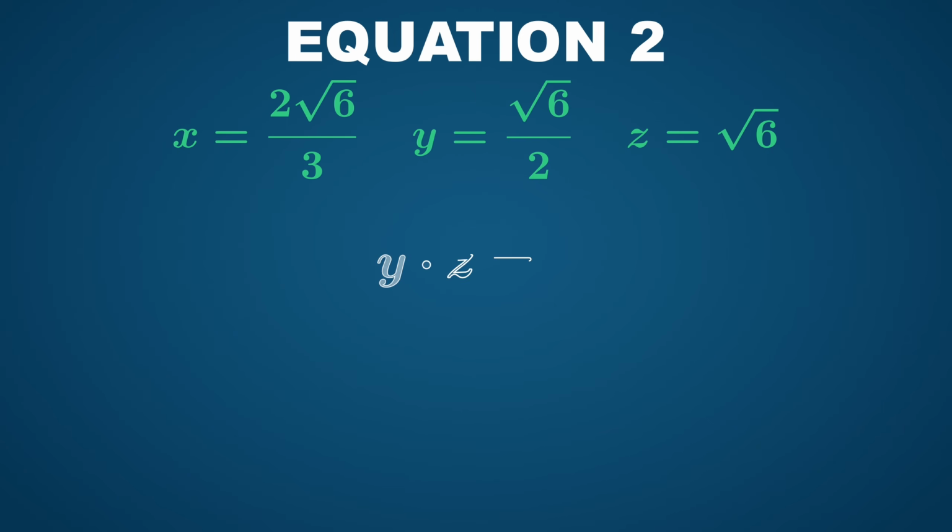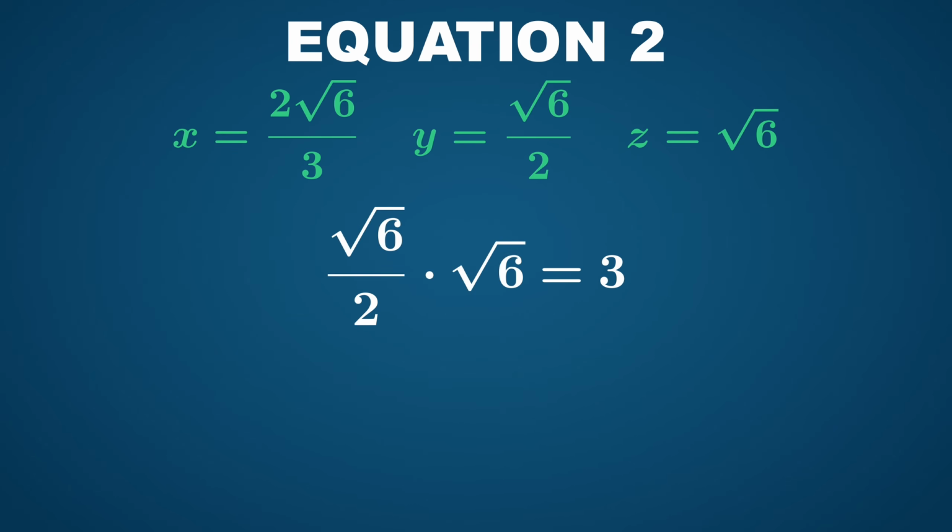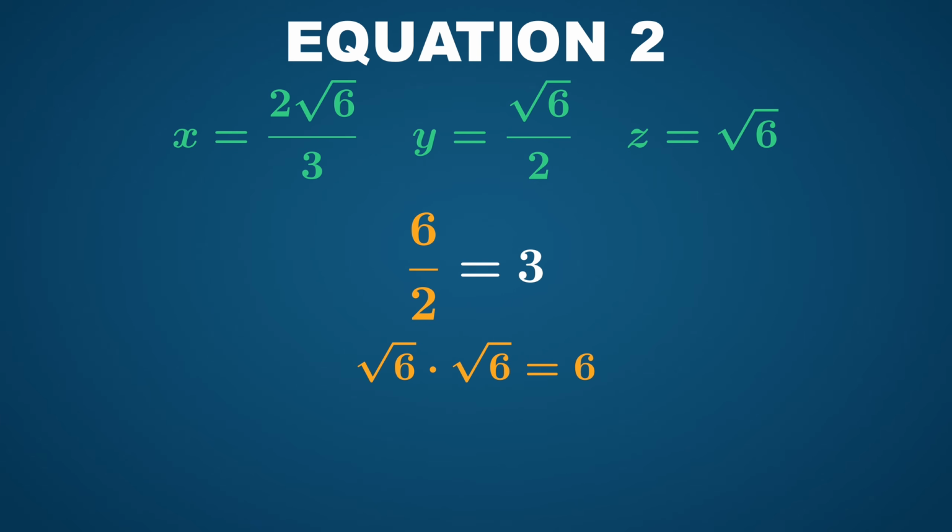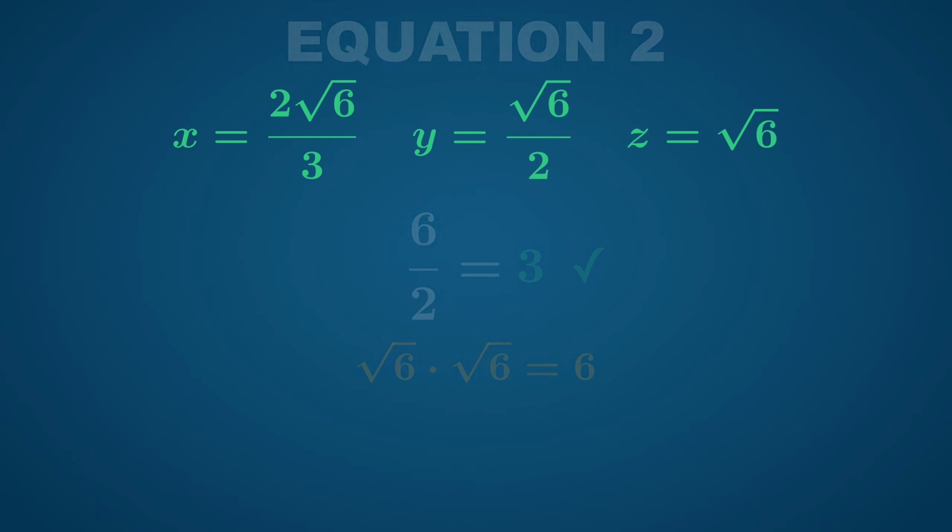Next we check the second equation, which is y times z equals 3. We multiply root 6 over 2 by the simple square root of 6. The numerators give root 6 times root 6, which is simply 6. The denominator remains 2, so we have the specific fraction 6 over 2. 6 divided by 2 is exactly equal to the whole number 3. This confirms the second equation in our system is fully satisfied.